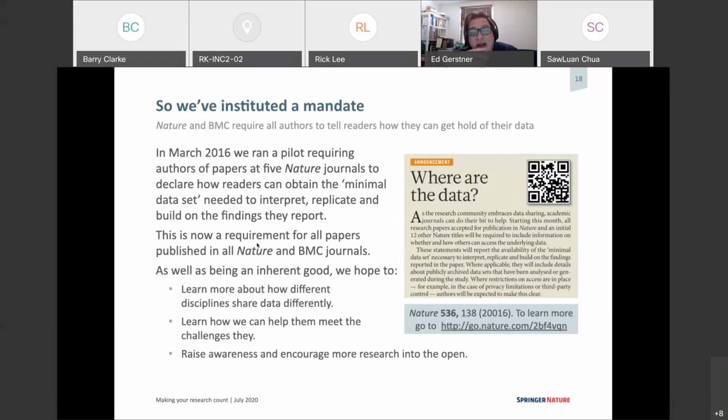And at Nature and at BMC and increasingly at the Springer journals, we are requiring authors to tell readers how they can get hold of their data. So we are requiring our authors to publish what are called data availability statements. It could be as simple as, if you want access to the data, you should email the corresponding author. But ideally, we would like you to put in a statement that says, if you want access to the data, you can find it at this data repository over here.